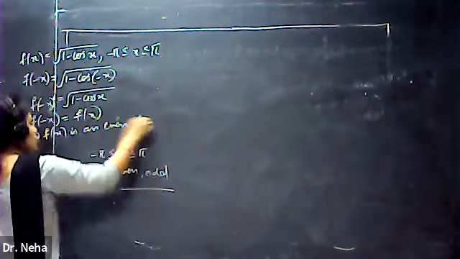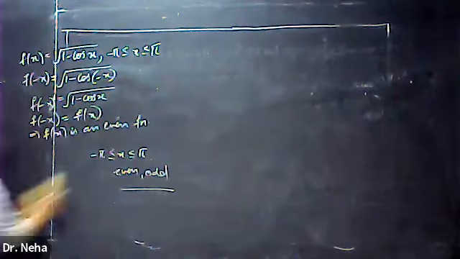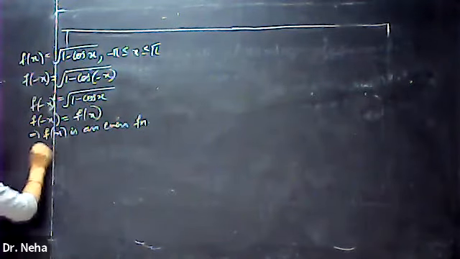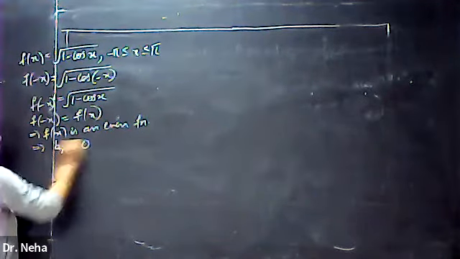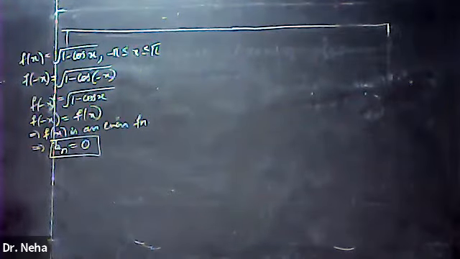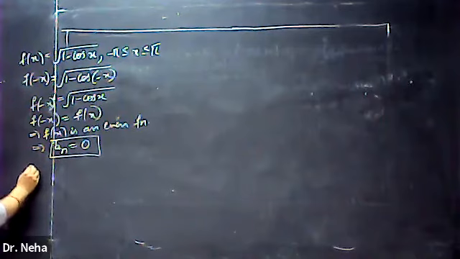For an odd function, it should be equal to minus of f(x). But if it is equal to the same function, it will be an even function. And for an even function, bn is equal to 0. There is no need of finding bn. So let us start from the value of a naught.